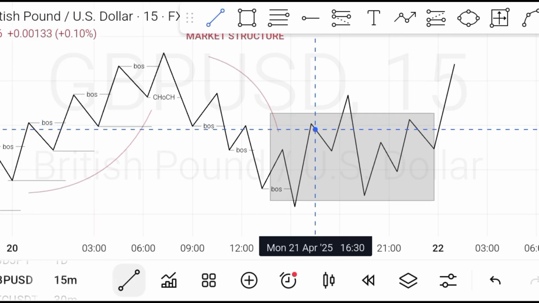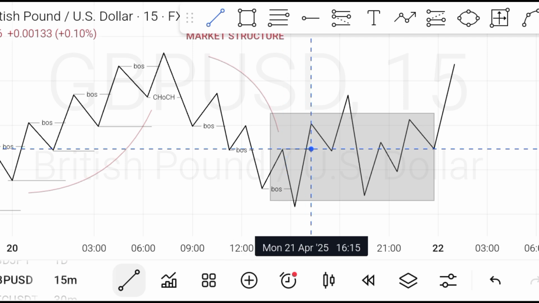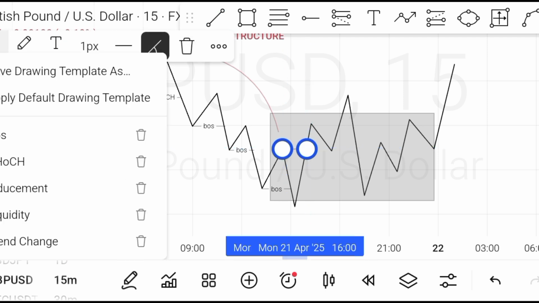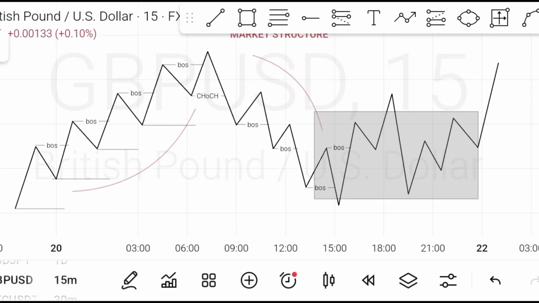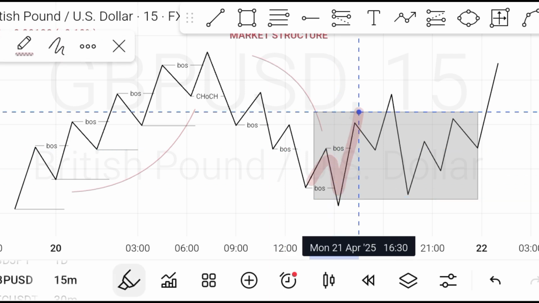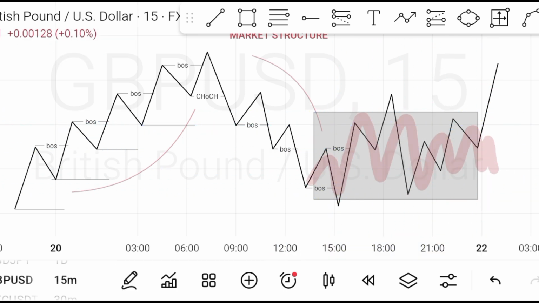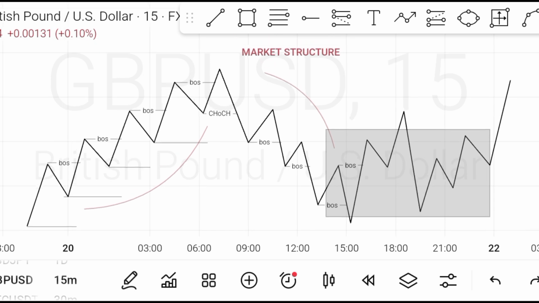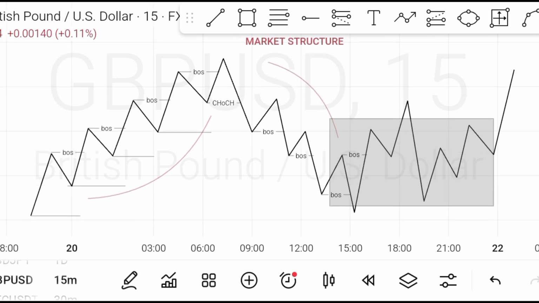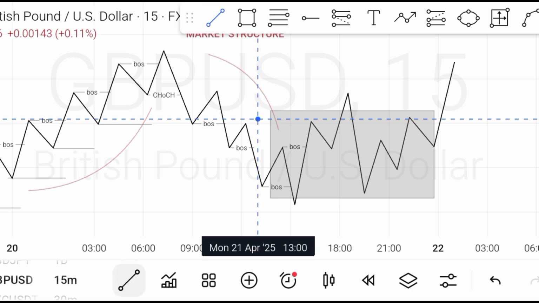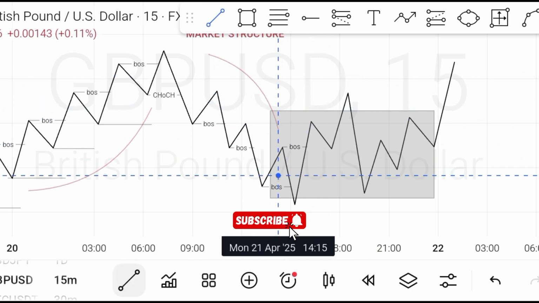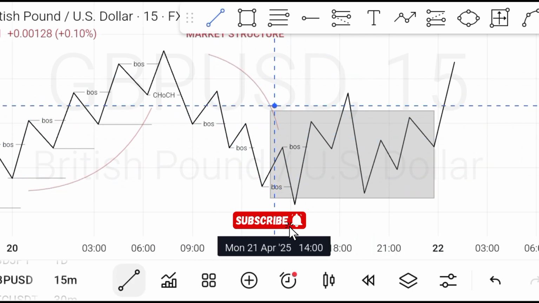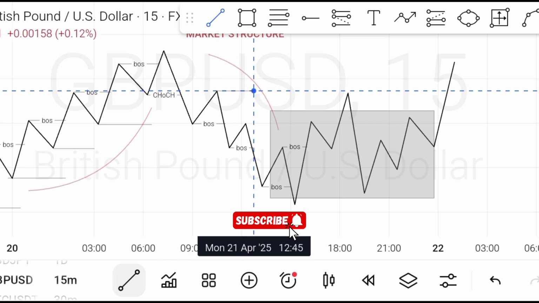Here again we have a change of character, but this is now in a ranging market. We don't want to play around when the market is ranging and doing all this stuff. We just want to stay out of the market when the market is doing stuff like this. If you have a strategy that you trade concerning ranging markets, probably you can apply that, but personally I don't trade that.